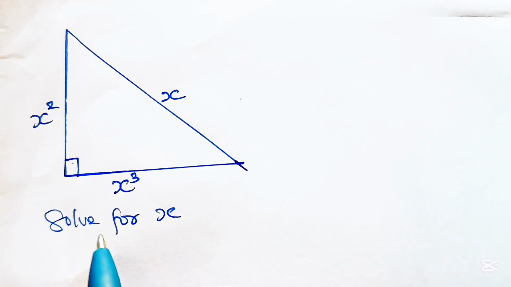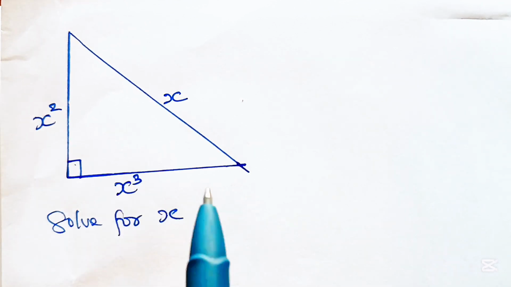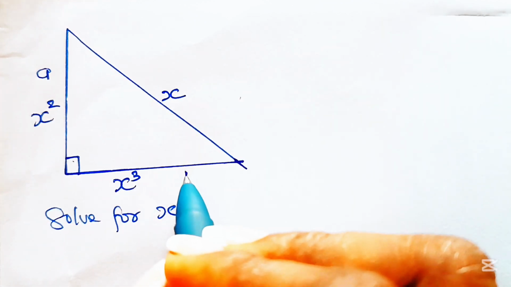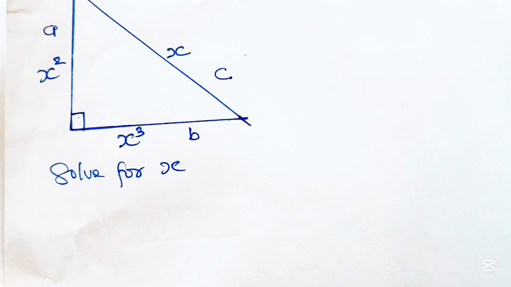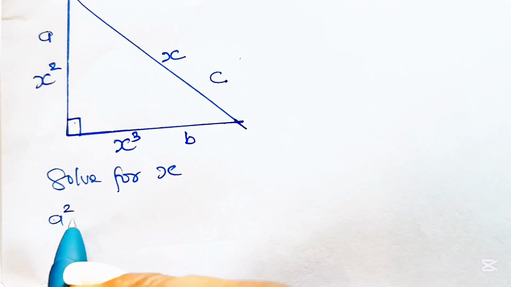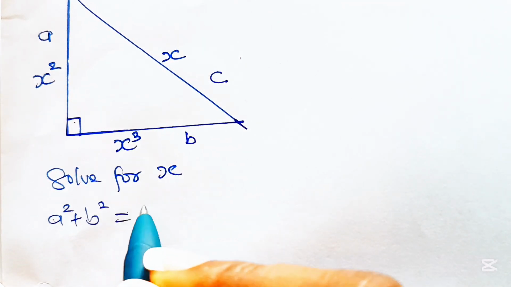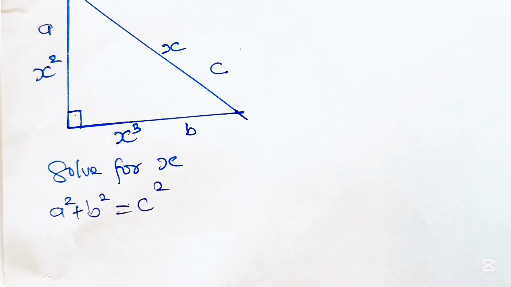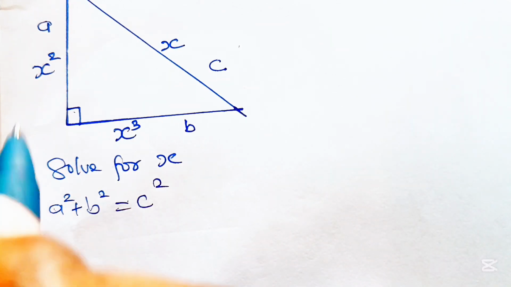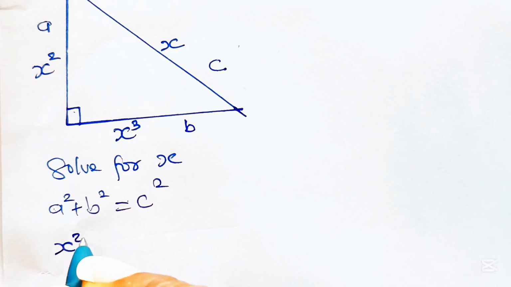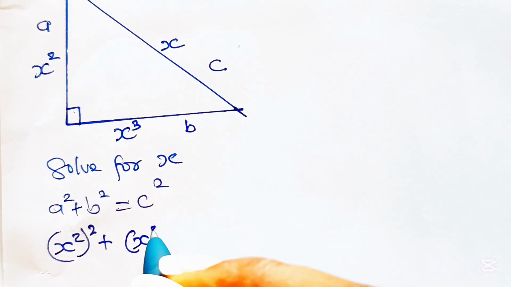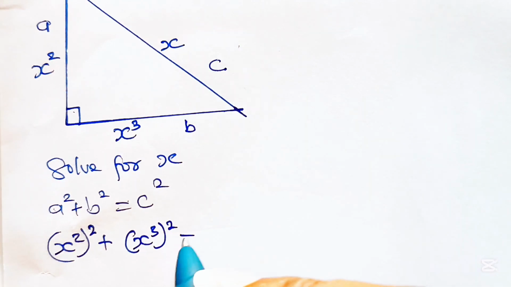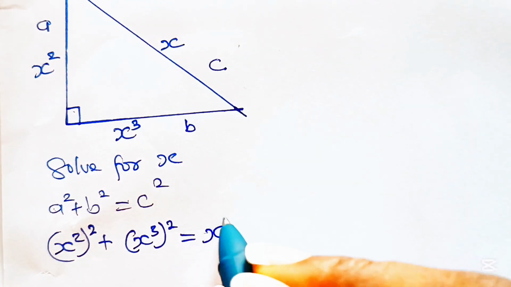Now, let's use the Pythagoras theorem since this is a right angle triangle. If this side is A, this side is B and this side is C, then using the Pythagoras theorem, A squared plus B squared is equal to C squared. So that means that since this is A, that is x squared, plus B, x to the power of 3, squared, is equal to C, that is x squared.